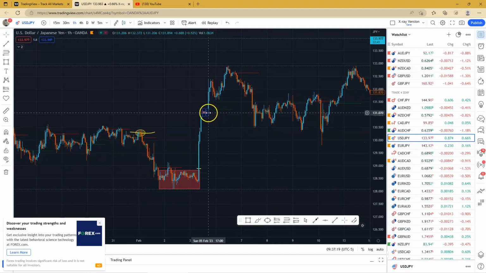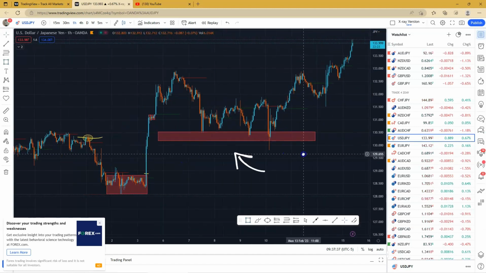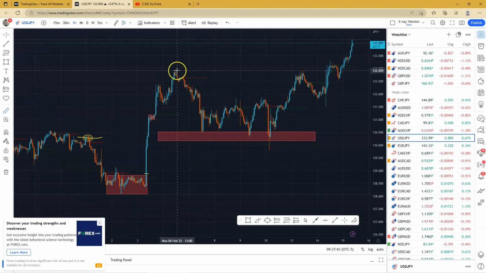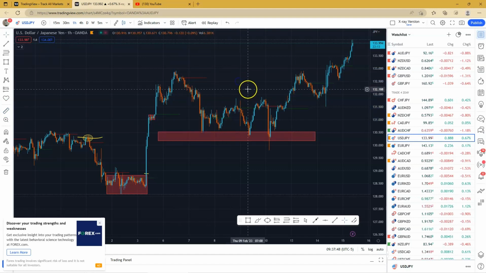You know that this is some levels of structure here, right? Price comes here. So yeah, right here, I would have taken this sell to this level of structure here on the hour chart. See it, right? Price came down here, right? That's your good sell. I don't know how many pips you would have got on that. Let me see. 238 pips on that trade.